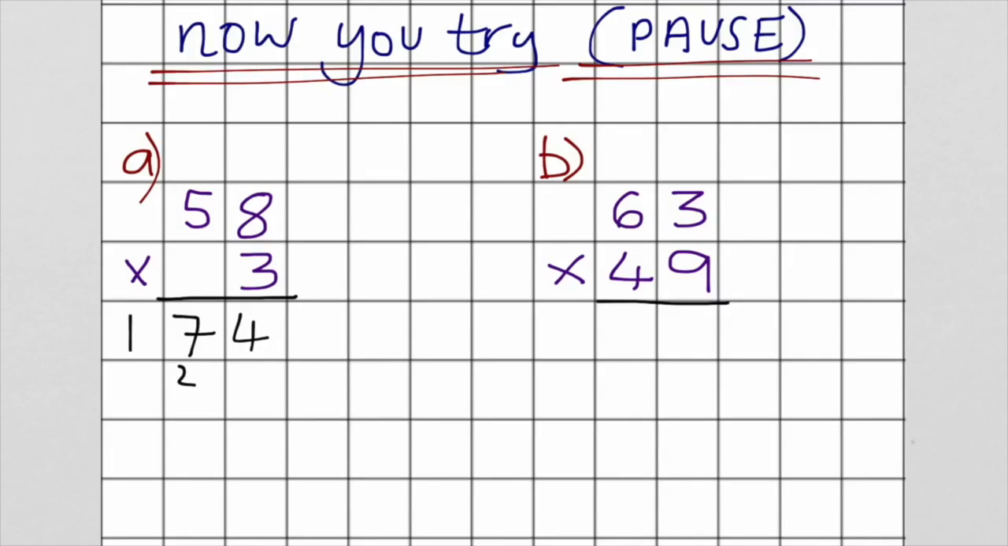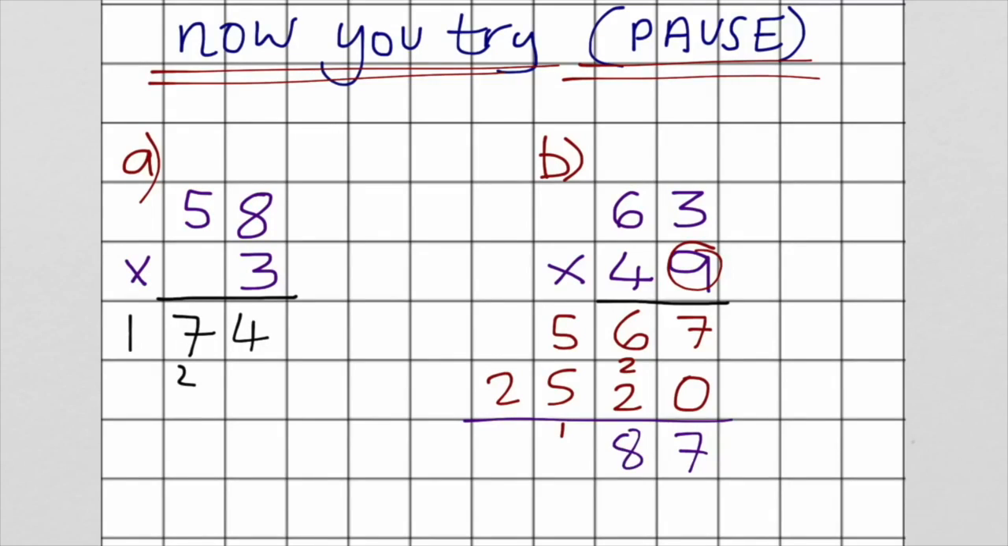Then 63 times 49. Multiply everything by the 9 first. So 3 times 9 is 27. 6 times 9 is 54. Plus the 2, 56. Then I have to add in my 0 there because I'm multiplying by 40, not 4. 3 times 4 is 12, carry the 1. 6 times 4 is 24, plus the 1, 25. And that gives me, if I add up all the columns, 7, 8, 0, carry the 1, 3,087.